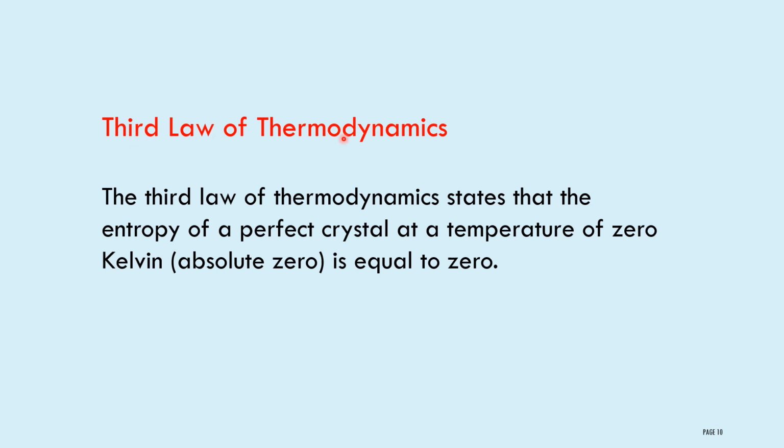Third law of thermodynamics. The third law of thermodynamics states that the entropy of a perfect crystal at a temperature of 0 Kelvin will be equal to 0. If you consider a perfect crystal at a temperature of 0 Kelvin, or absolute temperature, at that particular temperature the entropy of the crystal will be equal to 0.